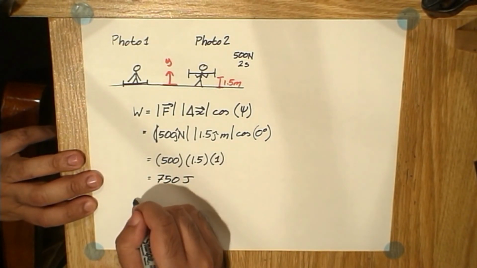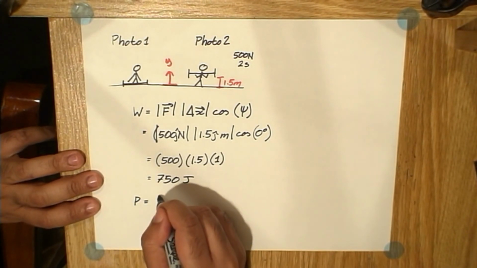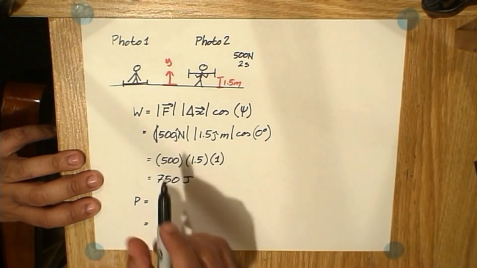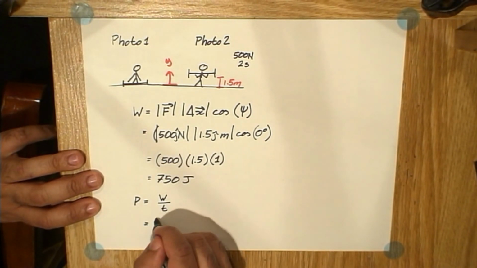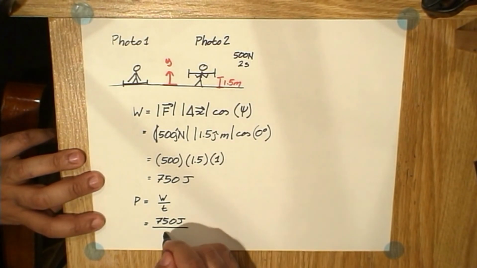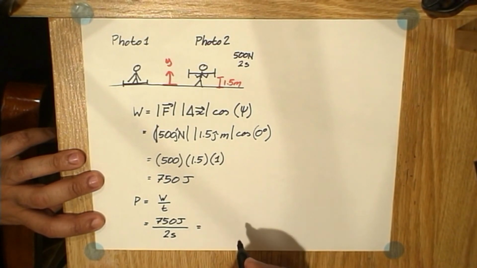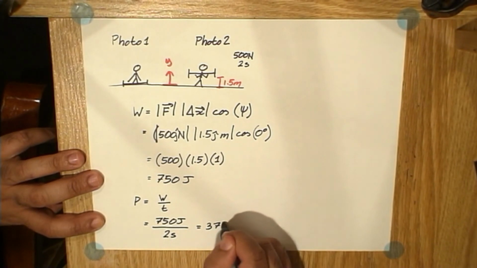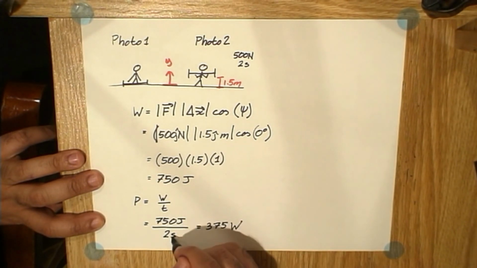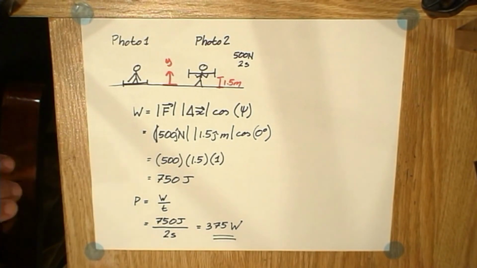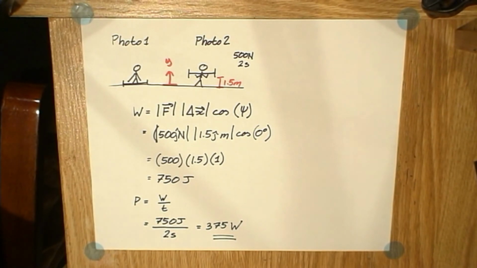Now as for the power, power is equal to work divided by time. So if our weightlifter over here performed 750 joules of work in a span of only 2 seconds, that means that the power exerted was 750 divided by 2, which is 375 watts. Joules divided by second gives us watts. And this is the power that our weightlifter exerted to raise these barbells in only 2 seconds.